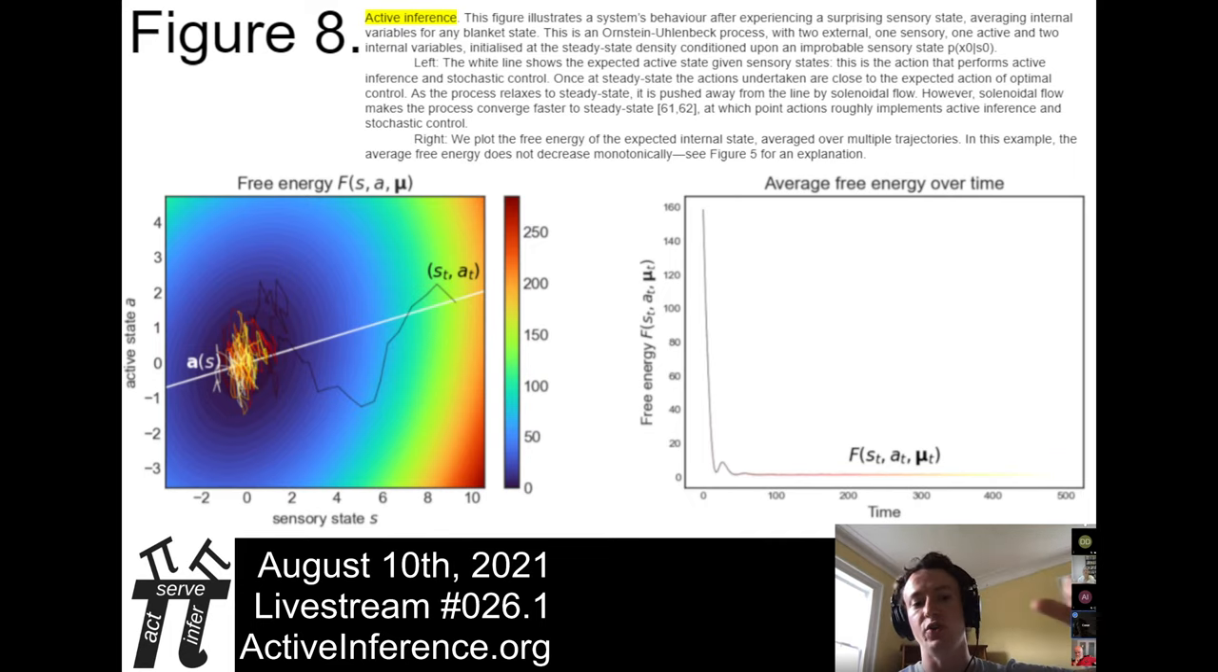But because of solenoidal flow, which is a component of the drift that drives the system along the iso-contours of the probability density, which is not pointing in the direction of the free energy minimum.